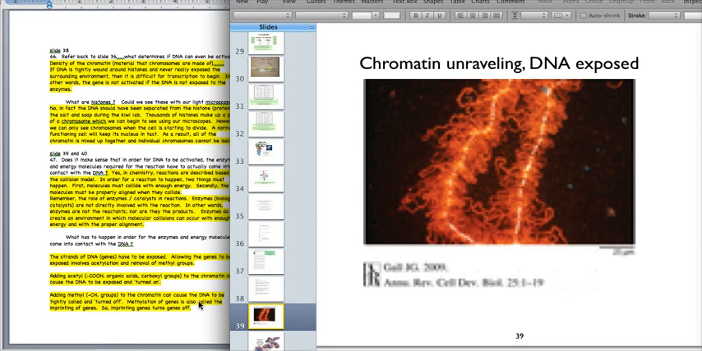So once again, this idea of gene regulation is a big topic in this course and a big topic in biology. But right now you kind of have the idea that the DNA has to be exposed to be turned on. We can expose it by adding these acetyl groups to the chromatin, to that protein DNA complex.